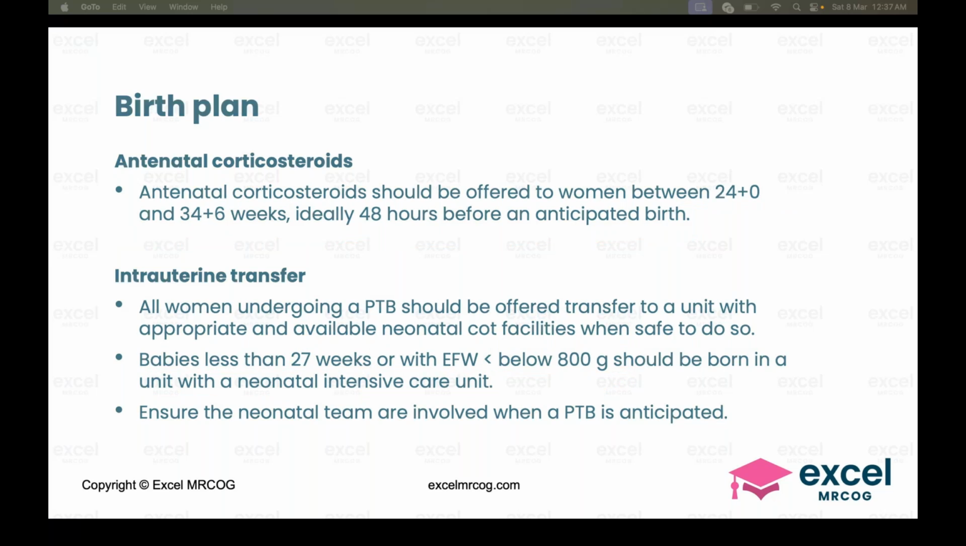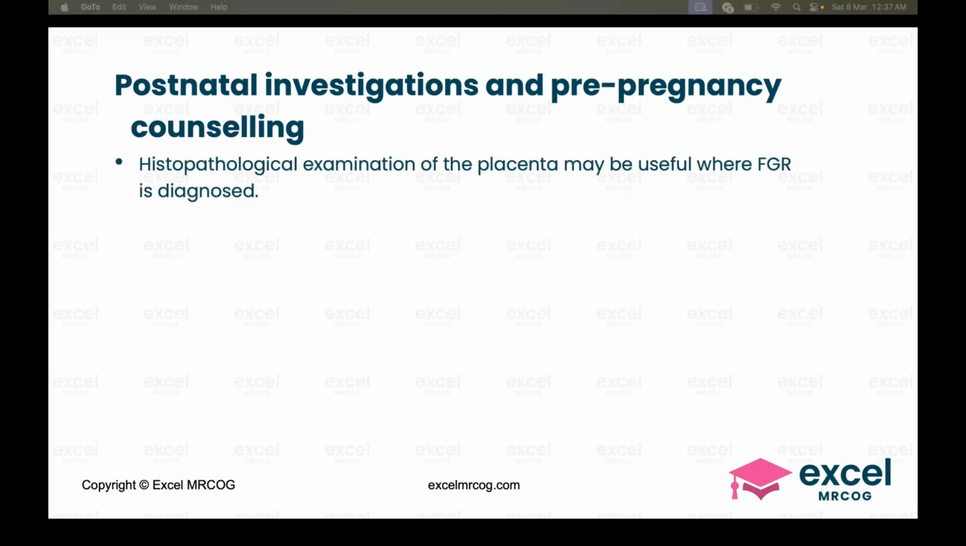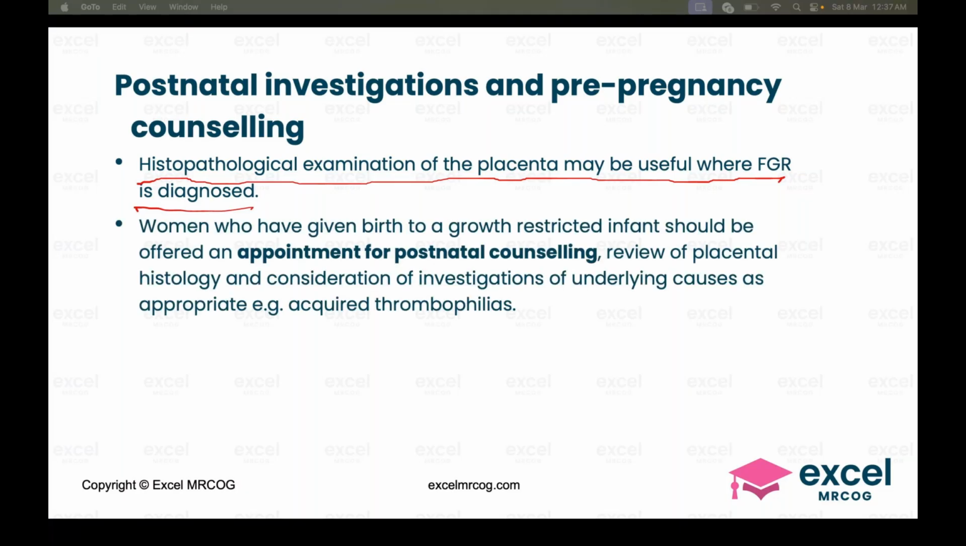Postnatal investigations and pre-pregnancy counseling. You need to do a histopathological examination of all FGR. When there is FGR, you test the placenta. Women who have given birth to a growth-restricted fetus should be offered appointment for postnatal counseling. This is important for Part 3 stations. Offer them counseling. Check what their histology is and talk to them about acquired thrombophilias, the underlying causes.